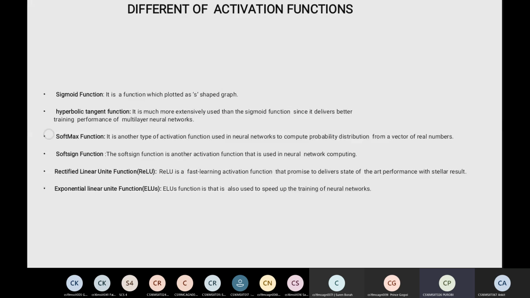Next one is the softmax function. It is used when trying to handle multiple classes. The softmax function would squeeze the output for each class between 0 and 1 and would also divide by the sum of the outputs.